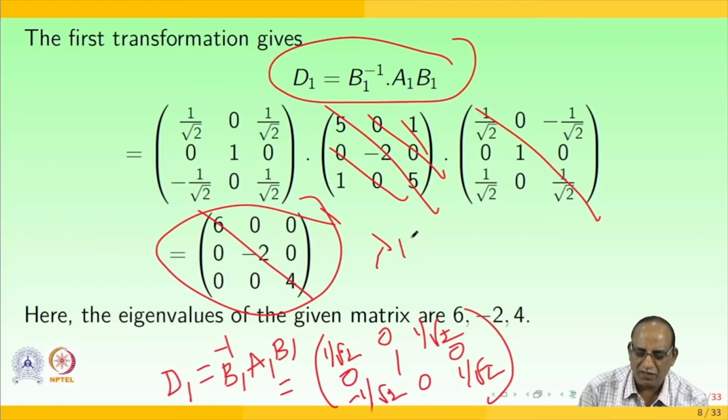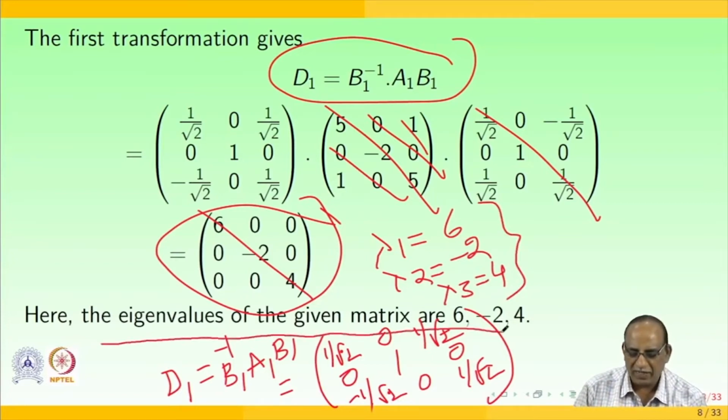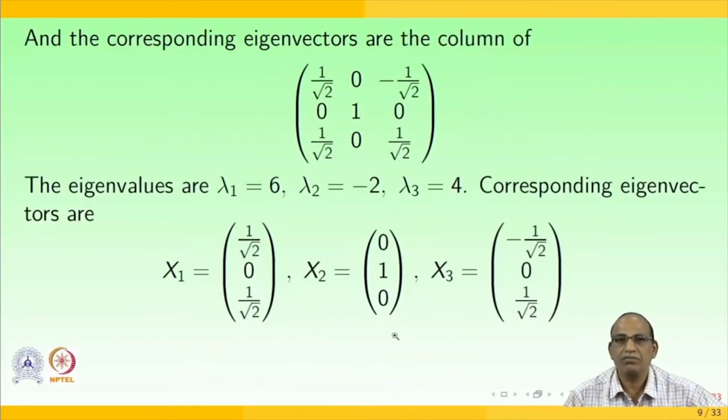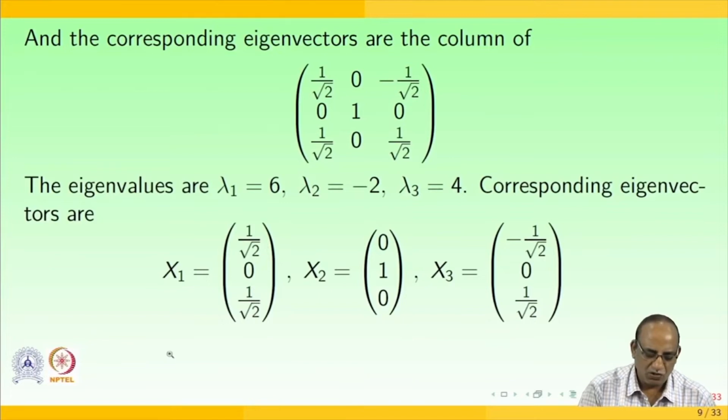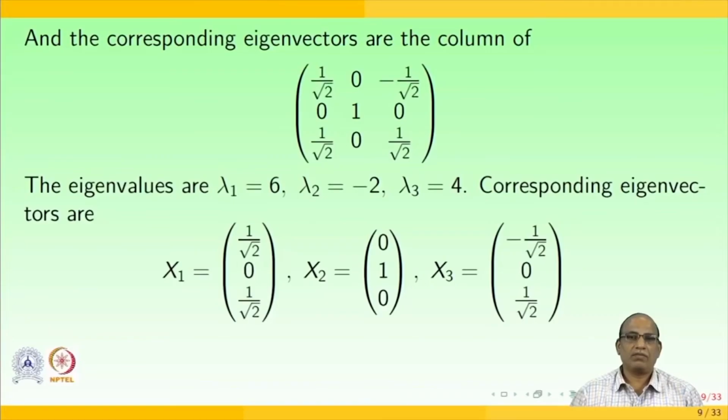So essentially lambda 1 is equal to 6, lambda 2 is equal to minus 2 and lambda 3 is equal to 4. Here the eigenvalues of the given matrix are 6, minus 2, 4 as we see from this representation. And the corresponding eigenvectors, so for each eigenvalue you find out, and the corresponding eigenvectors are the columns of this matrix.